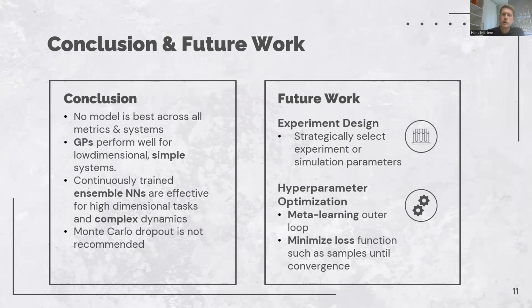For future work, we're looking also into experiment design currently, where instead of recommending an input to a dynamical system, we would recommend an initial condition or experiment parameters, which could either be in a simulated environment or a real experiment. And also we're looking into hyperparameter optimization for the ensemble neural networks, where we have a meta-learning outer loop that recommends hyperparameters and tries to minimize some cost function like samples until convergence or test error or something like that.